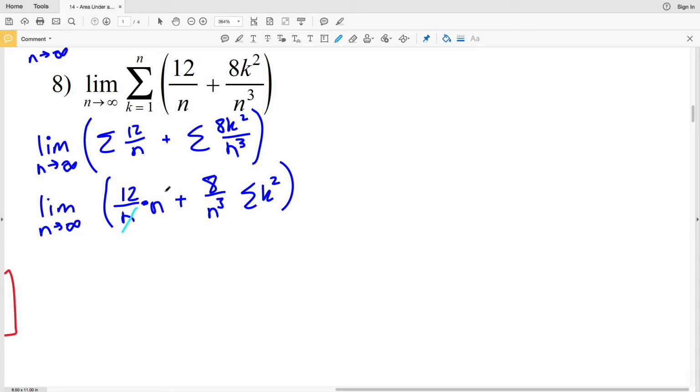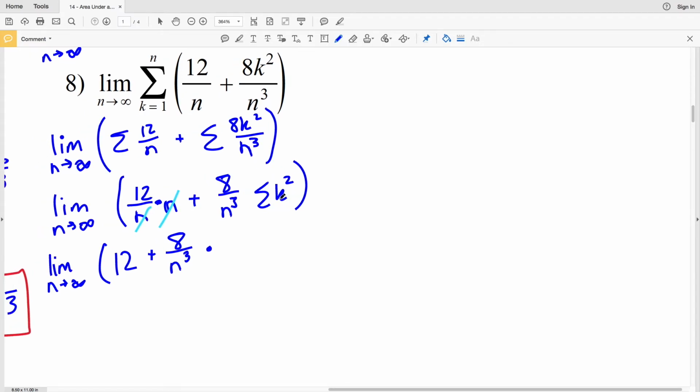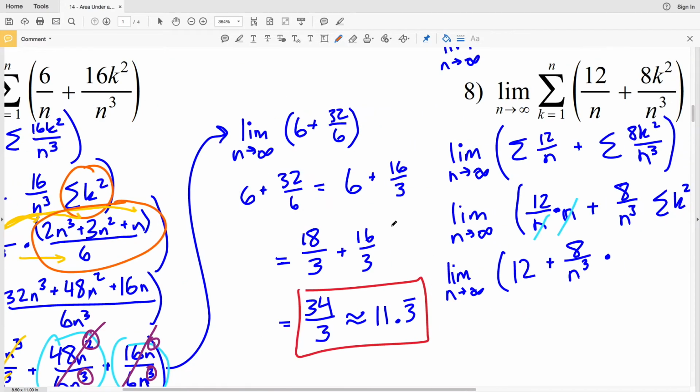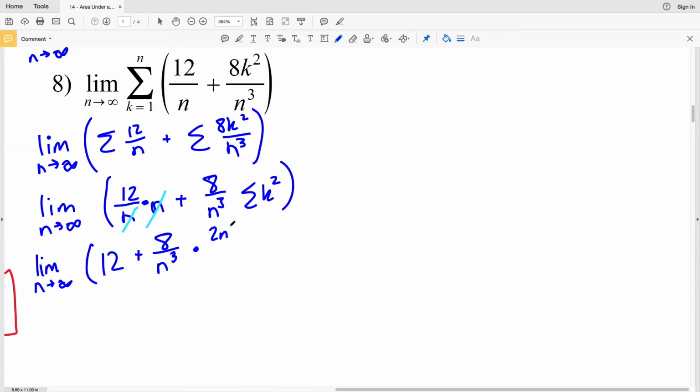So simplifying, n will cancel out with n, because n divided by n is 1. So I'll have the limit as n approaches infinity of 12 plus 8 over n cubed, and that's going to be multiplied by, again, I'm going to use the expanded version of this formula, which, if we need to remember, was 2n cubed plus 3n squared plus n over 6. So again, that's 2n cubed plus 3n squared plus n all over 6.